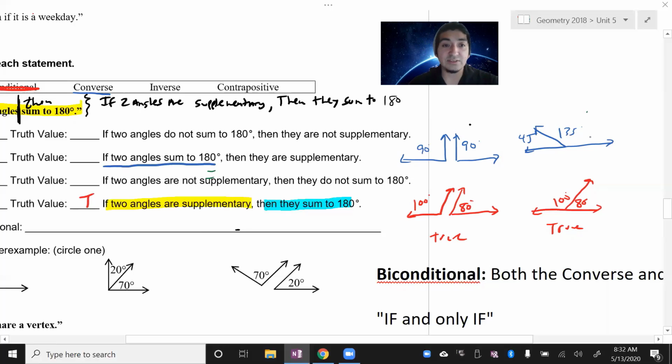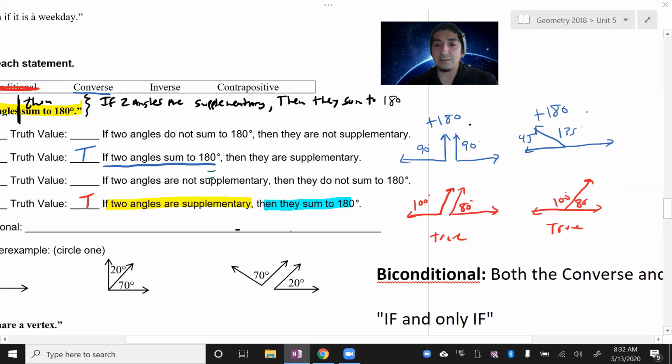Okay, so we have these two examples. So if two angles sum to 180, then they're supplementary. So I have these two types of angles that I just drew. This one adds up to 180, and this one also adds up to 180. So that means they're supplementary because they still follow the same criteria from the previous red example. So that means this is considered to be true.